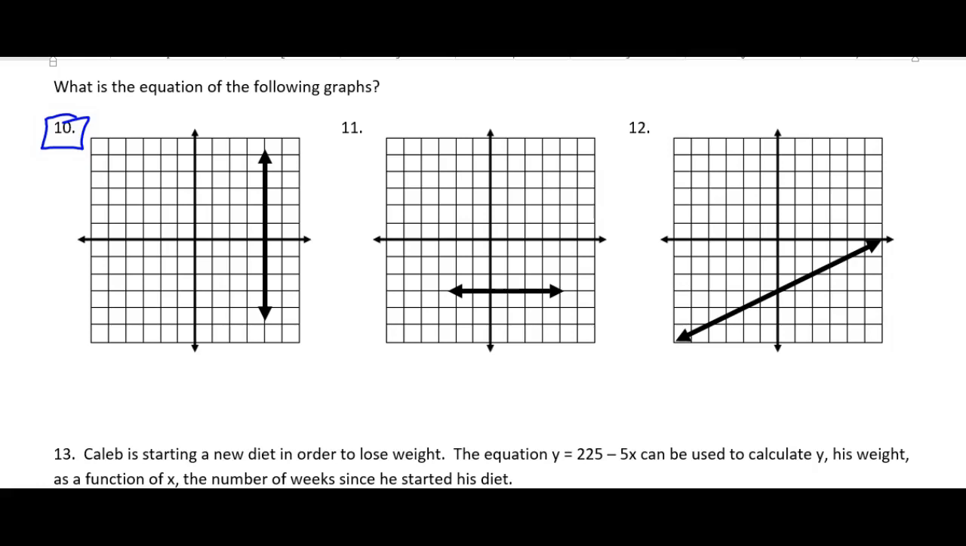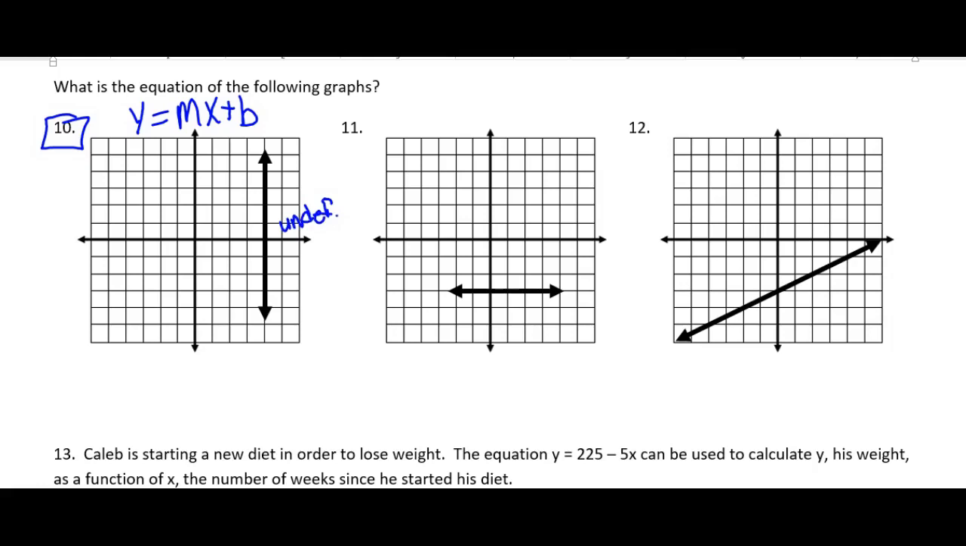We did look at vertical lines like this. If we're trying to find the equation, that means we need the slope and the y-intercept. Well, the slope here is undefined.